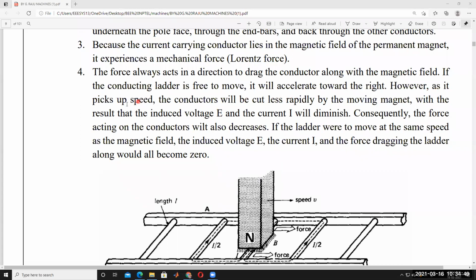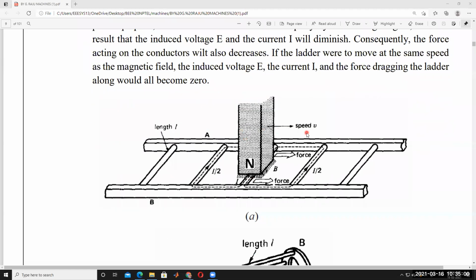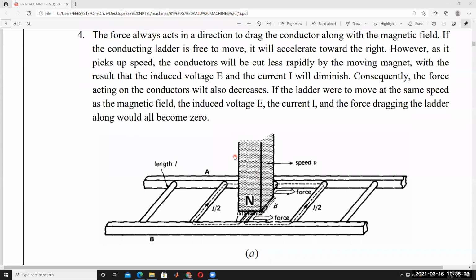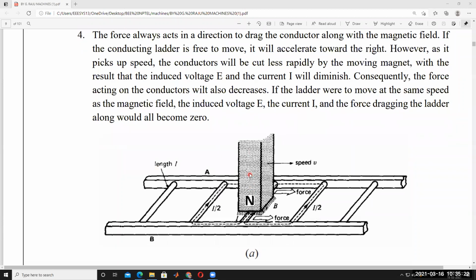However, as it picks up speed, the conductor will be cut less rapidly by the moving magnet. If the stator rotating magnetic field is rotating and the rotor is also rotating, the conductor will be cut less rapidly, with the result that the induced EMF E and current I will diminish, I mean become less. If the stator rotating magnetic field and rotor rotate at the same speed, there is no EMF induced in the conductor.